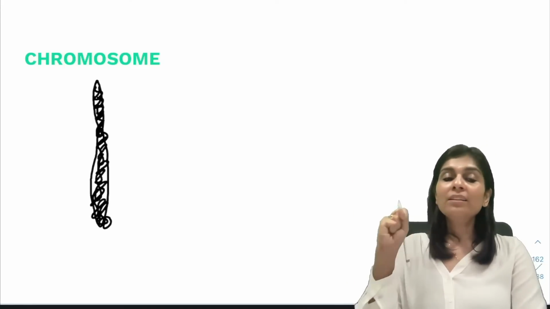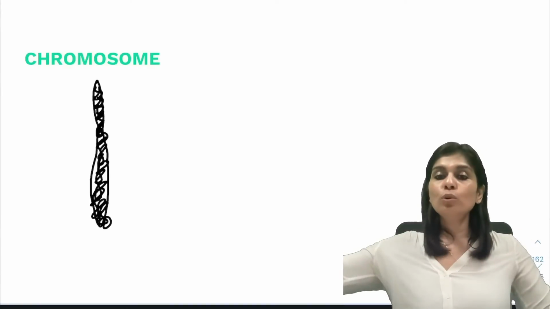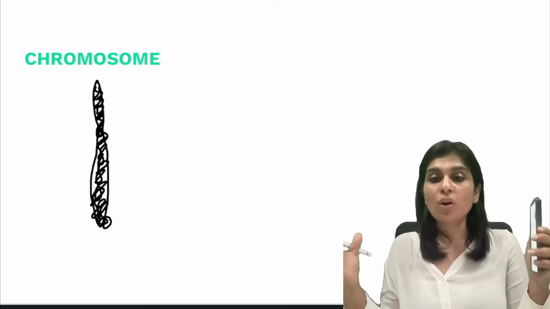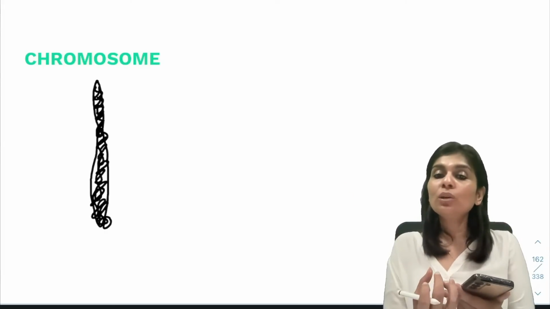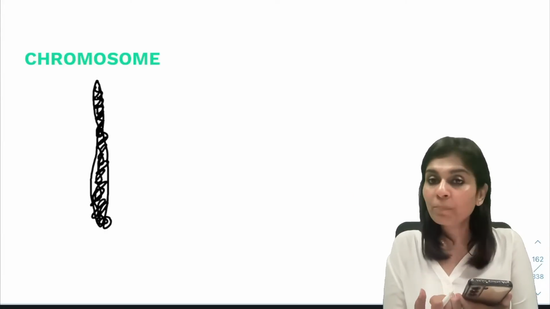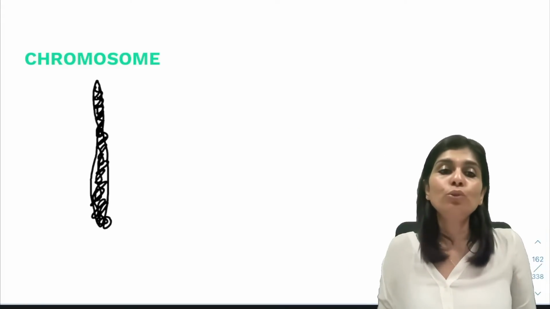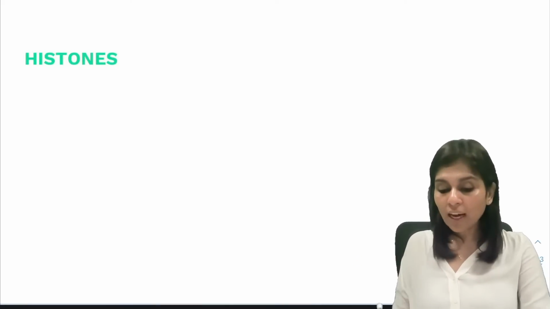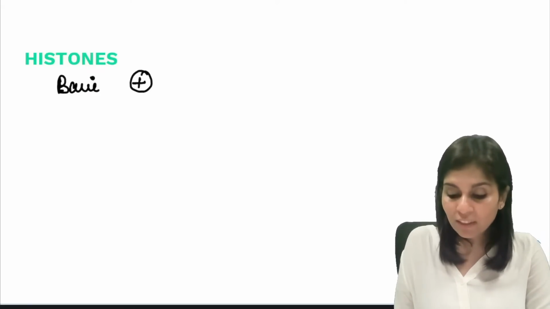Why do you have to condense these double-stranded DNAs into chromosomes? Because if you uncondense a chromosome and have it as a naked double-stranded DNA, it is going to measure a few meters long. Will you be able to pack such a long double-stranded DNA inside a nucleus which is a few microns in diameter? No. So to enable package, you have to condense the double-stranded DNA into chromosome, and for this condensation, you use histones. Now, what are histones? Histones are basic proteins. When I say they're basic, I mean to say they are positively charged.